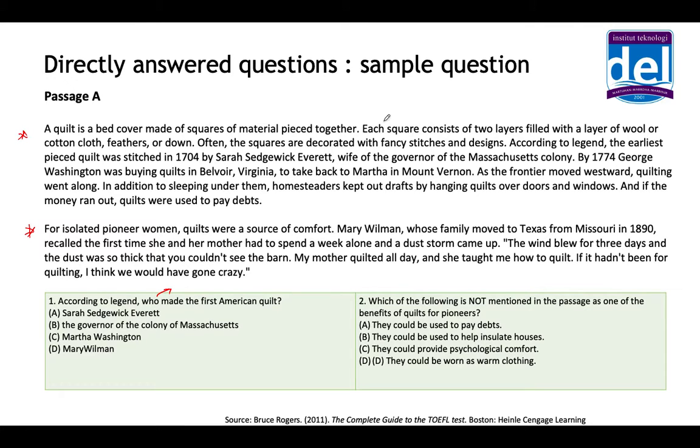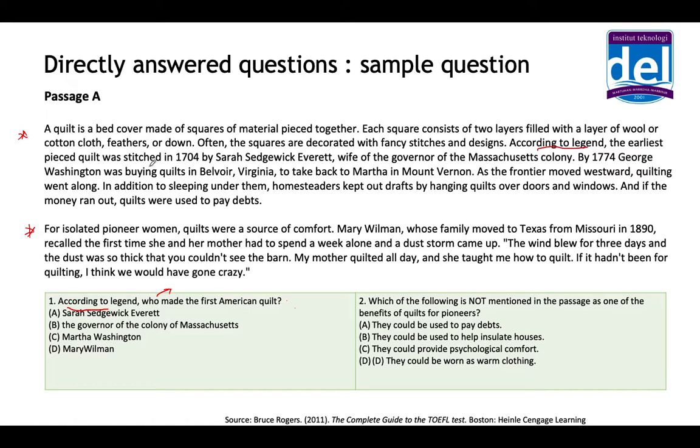We can move on to the second sentence. "Each square consists of..." This is about the materials of a quilt, so this is also not related to the question here. And we move on to sentence 3. "Often the squares are decorated." Also, this is not talking about persons. We move on to sentence 4. "According to legend..." Okay, this sounds the same as the question, because it says here "according to the legend" and here also "according to the legend." So we might be focusing on this sentence.